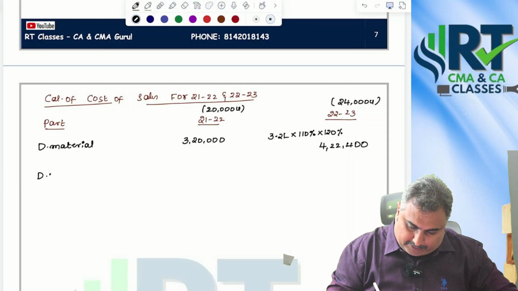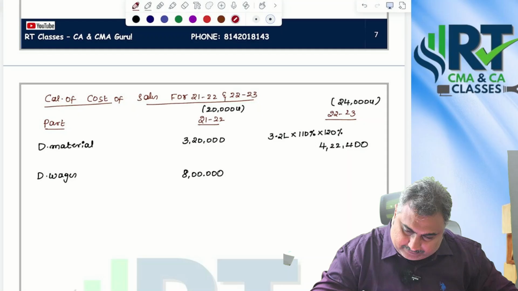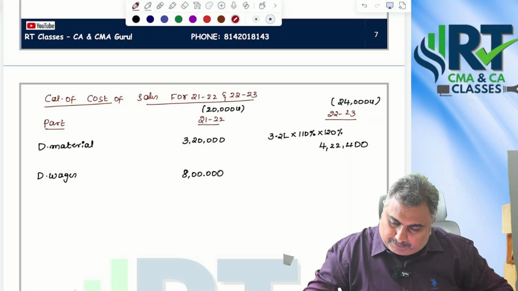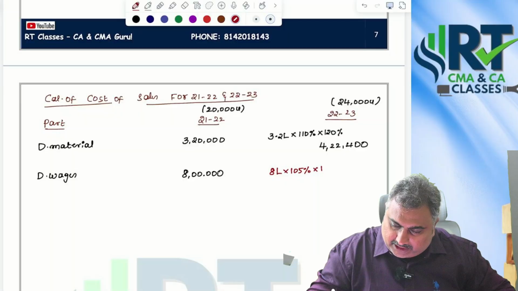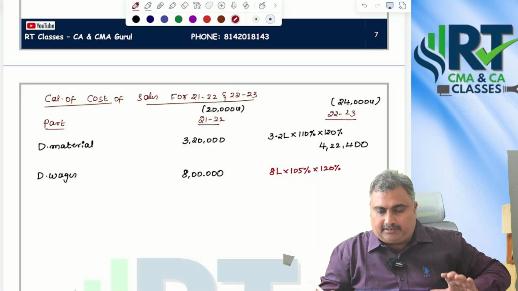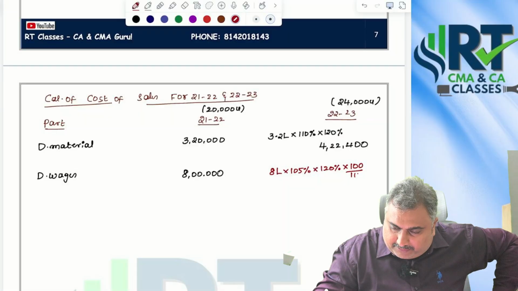Then go with direct wages. This is already given in the question: 8 lakhs. Important point, concentrate. Presently it was 8 lakhs, into wage rate increased by 105%, and your output is increased by 120%. Until this, okay. But here be a little careful: into 100 divided by 112.